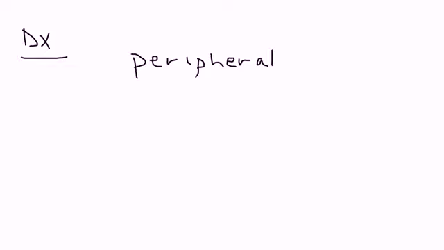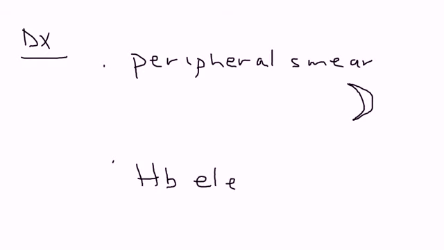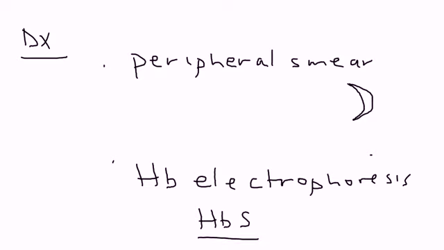So how do you diagnose this? Well, there's two basic tests. There's the peripheral smear. Peripheral smear is basically just a smear, sort of an image of the red blood cells, and on that smear you'll see the sickle-shaped red blood cells. But a more specific test is a hemoglobin electrophoresis. And what this test does is it detects the abnormal hemoglobin that people have in sickle cell disease.